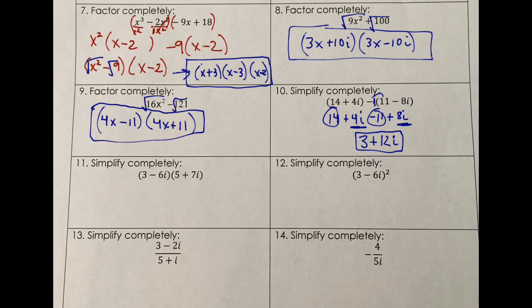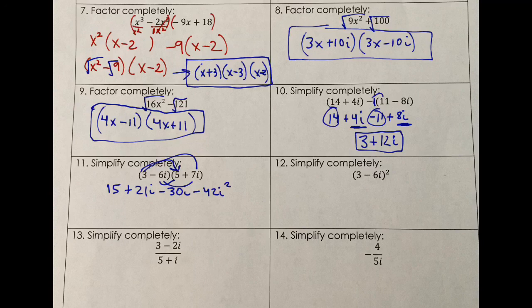Let's look at simplifying, number 11. So on number 11, you are multiplying. So you distribute that to there. That is 15. Take that, multiply there, plus 21i. Take that, multiply it there, minus 30i. And then multiply that, you have a minus 42i squared. Remember, i times i is i squared.